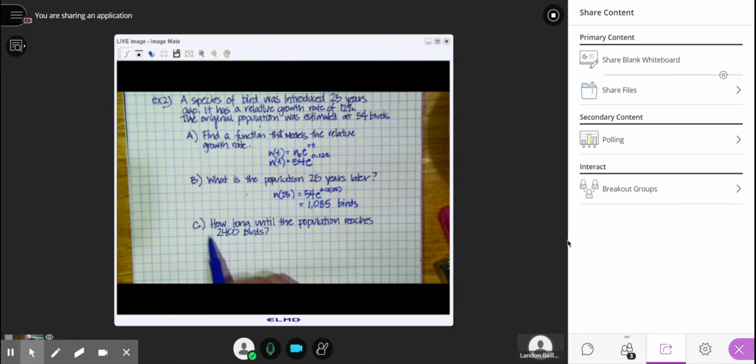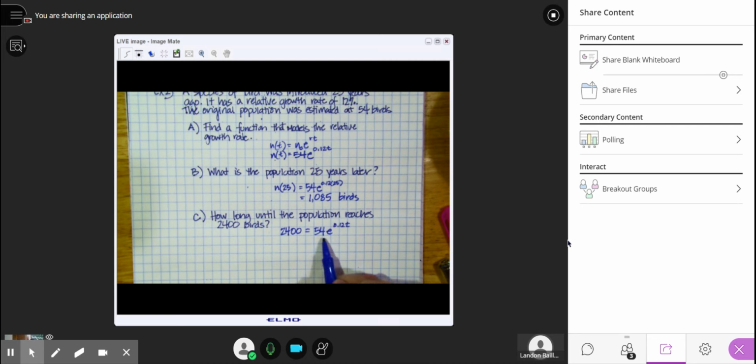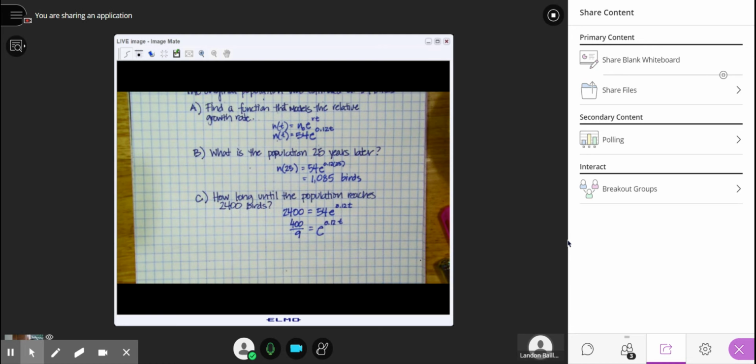And then the third part asks how long until the population reaches 2400. So this is saying 2400 is 54 e to the 0.12, and we're missing our time. So in order to solve this, I have to divide both sides by 54, which gives me 400 over 9. Then I'm going to take the natural log of both sides.